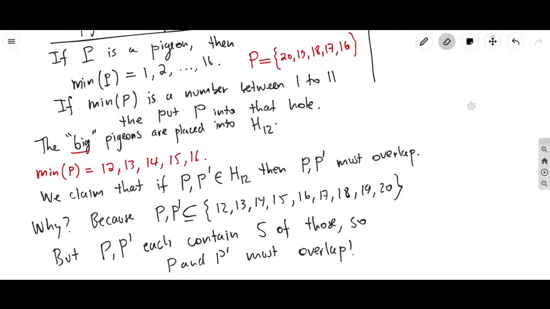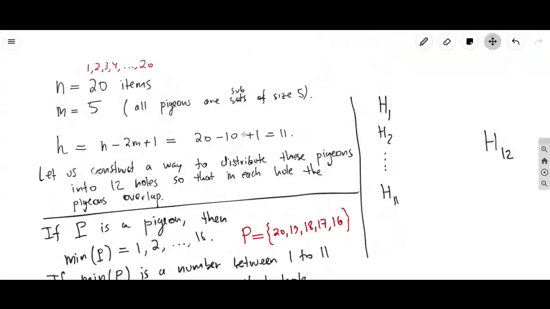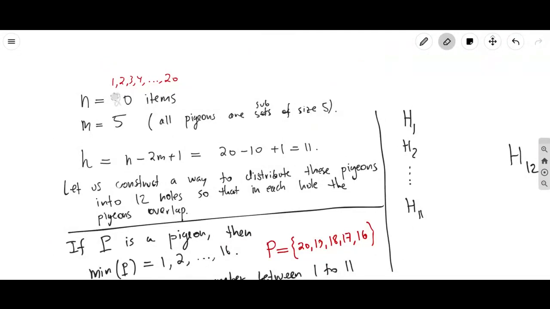So they must overlap. And the nice thing about this argument is that there's nothing special about the number 20 or 5. You can do this as a more general type of argument and turn it into a more general proof. I just think it would have been more confusing if I did this in terms of n and m. Then it's easy to lose track. But you can play around with this and turn it into a more formal proof if you want to. So this shows that if h is this number, and if you go one more, then there is a way to distribute the pigeons so they always overlap.